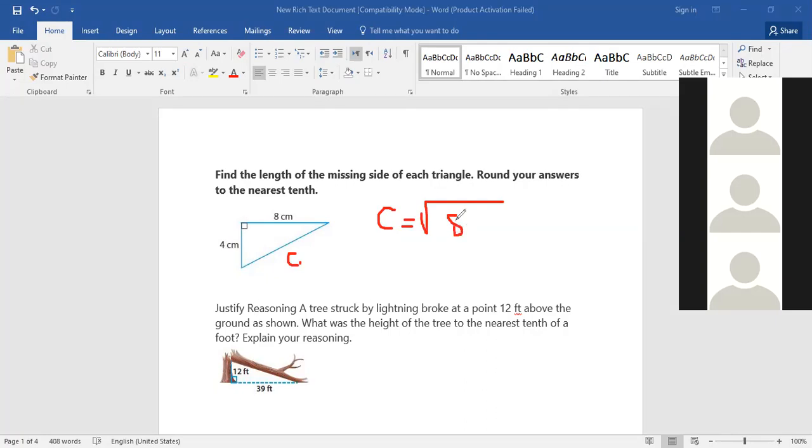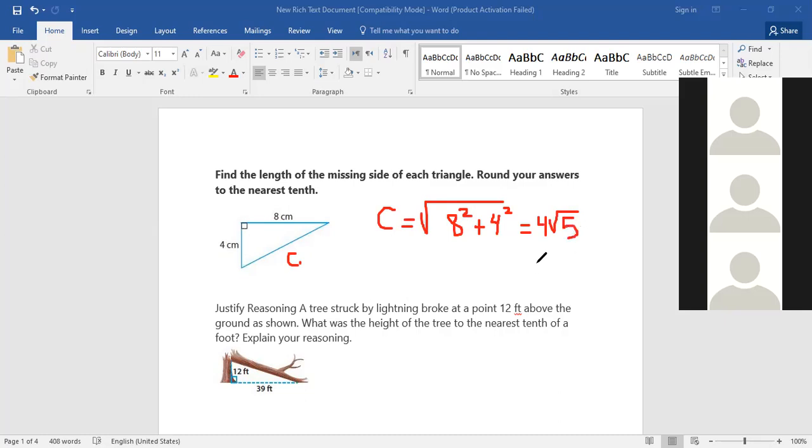8 to the power of 2 plus 4 to the power of 2, right? So the answer will be how many? Square root of 80? No, sorry, square root of 8 square plus 4 square. So the answer will be 4 root 5, right? 4 root 5.